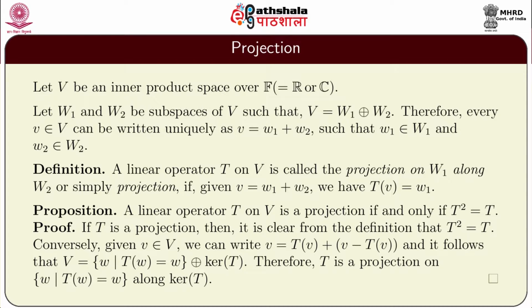Conversely, given a vector v, we write it as v equal to Tv plus v minus Tv, and it follows that V is the direct sum of these two subspaces, namely the set containing w such that T of w is equal to w, and the kernel of T. Therefore, T is a projection on the subspace of all w such that Tw is equal to w, and along the subspace kernel of T.